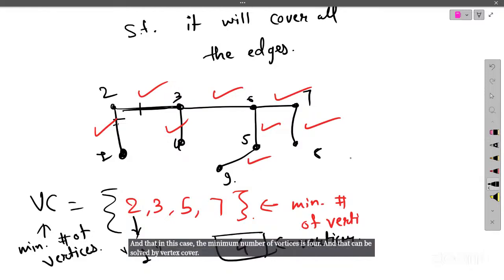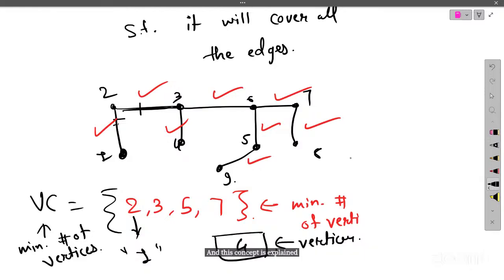And this concept is explained in the lecture on CCTV cameras. So if you want that explanation, you can go and check it out.